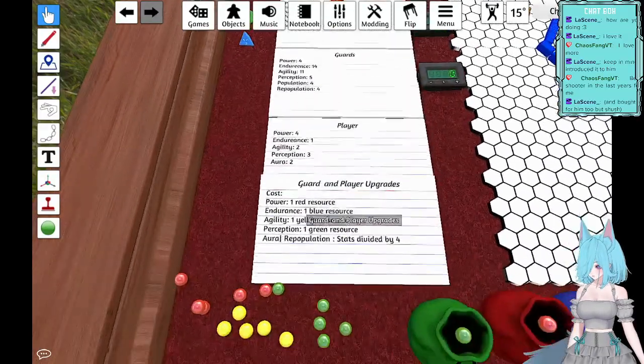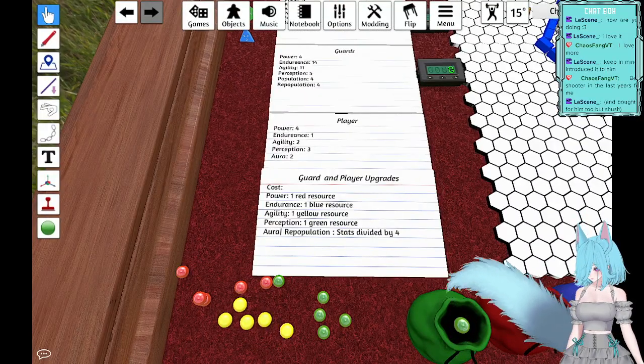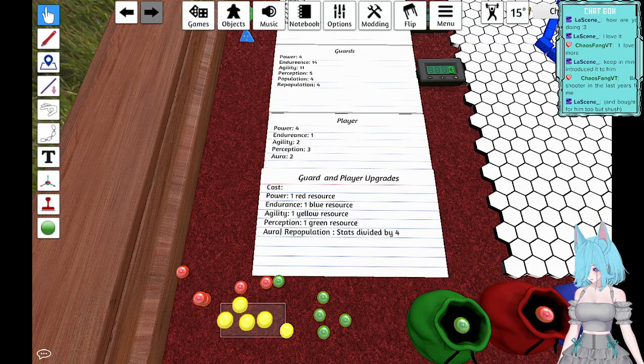Agility. What was agility? Yellow. So we used all of our yellow resources.